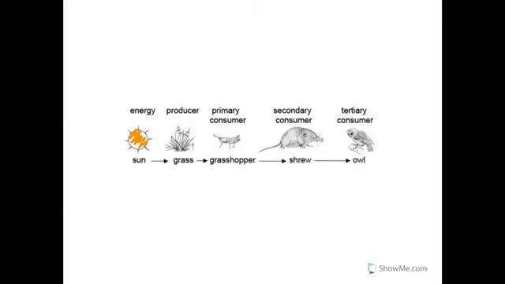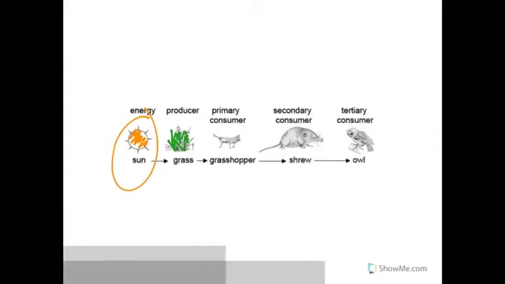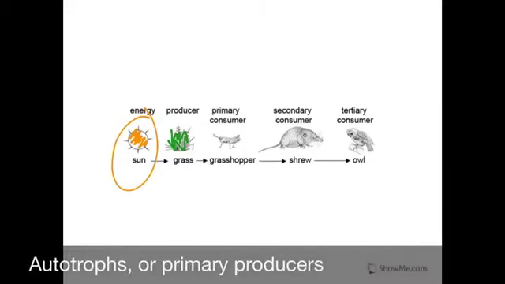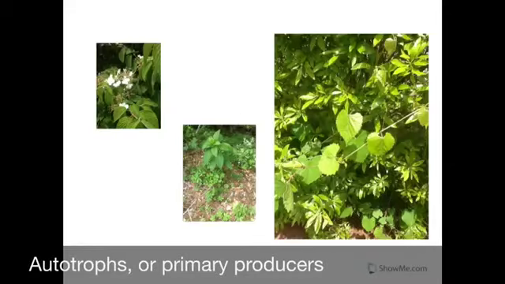Now, a food chain starts with the primary energy source, which is most likely the sun or deep sea vents. The next link in the chain is an organism that makes its own food from the primary energy source. An example is photosynthetic plants that make their own food from sunlight using photosynthesis, which we know all about. These are called autotrophs or primary producers.